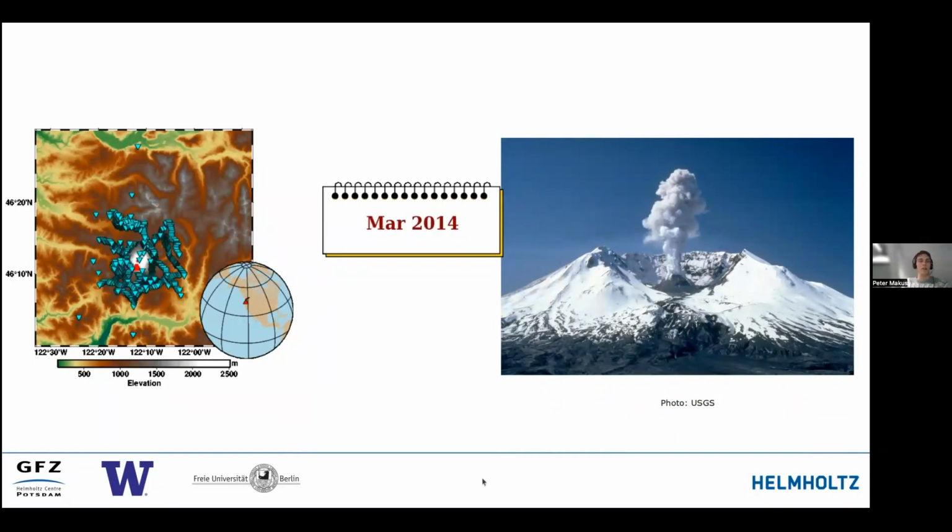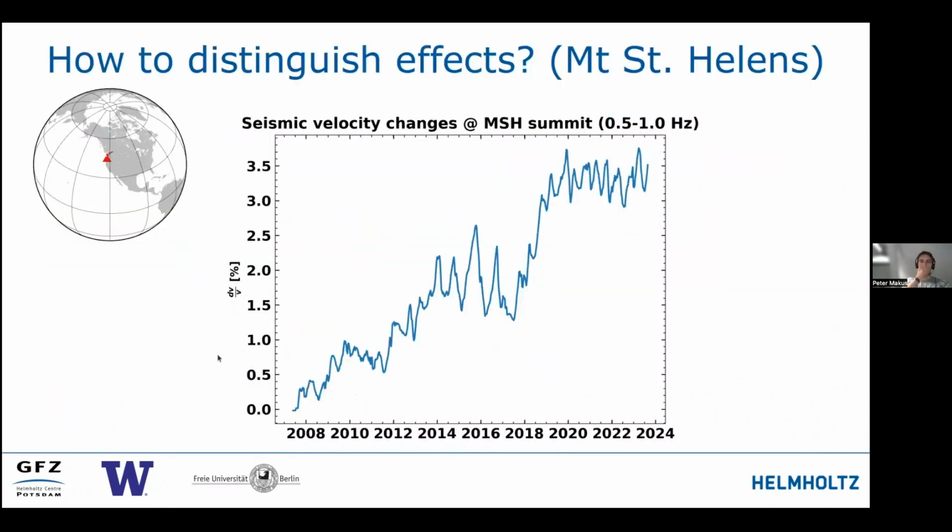Now, I went ahead and applied the whole algorithm again to the data from Makus and Helens, and received this velocity change curve, which is actually quite remarkable, mostly because of the amplitudes we're looking at here. So we see this like 3.5% increase over what, 16 years at the summit of Makus and Helens, and that is actually quite a lot. So this is a very large amplitude increase.